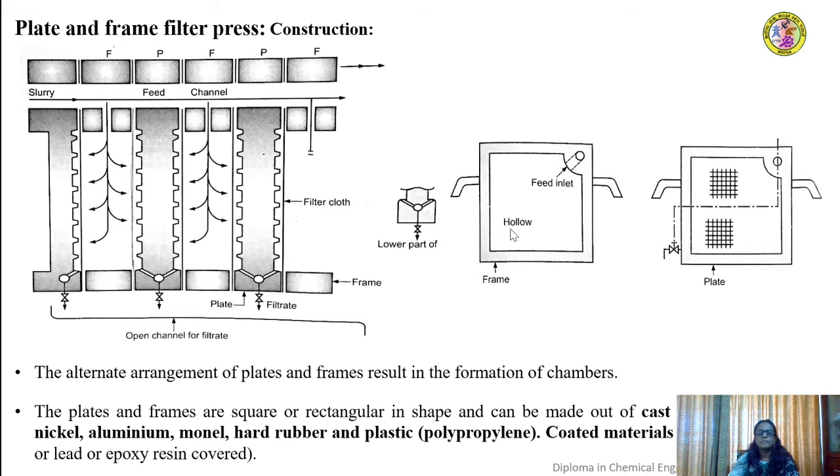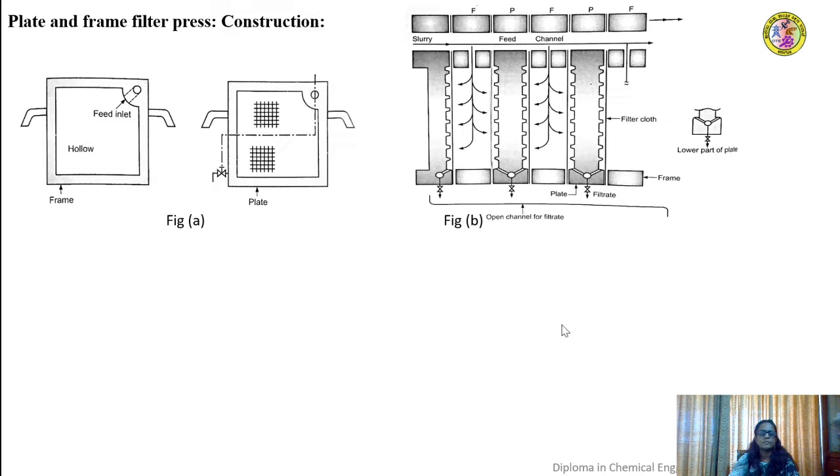So basically the plates and frames are either square or rectangular in shape. They can be made out of a variety of construction materials depending upon the process requirements. Accordingly, cast iron, stainless steel, nickel, aluminum, monel, hard rubber and plastic are the different materials of construction using which you can construct the plates. In some cases, you may also incorporate coated materials, like rubber lined, lead lined, or epoxy resin lined metallic plates and frames can also be constructed.